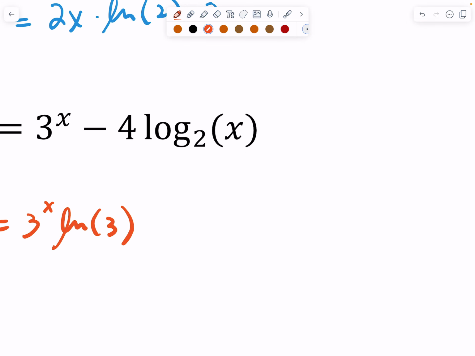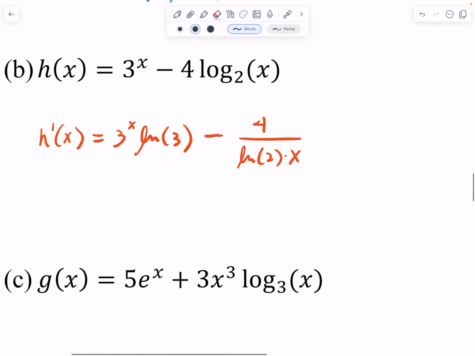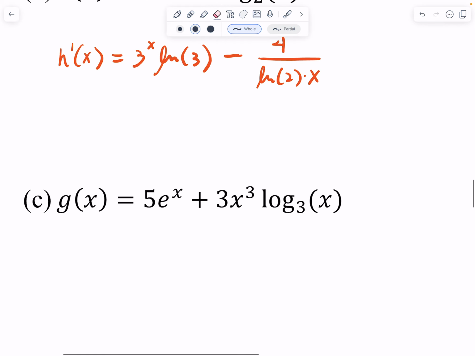I think it would actually be less complicated to leave 4 log base 2 of x as is, instead of unplogging. I would leave the 4 there because then the 4 will just hang out, or I can put the 4 actually in the numerator, and then the derivative would be 4 over ln of 2 times x. And that's it. No chain rule needed for that one.